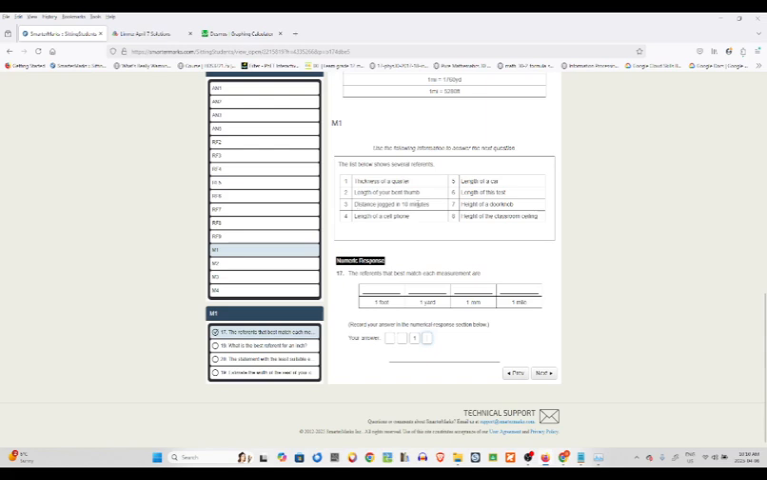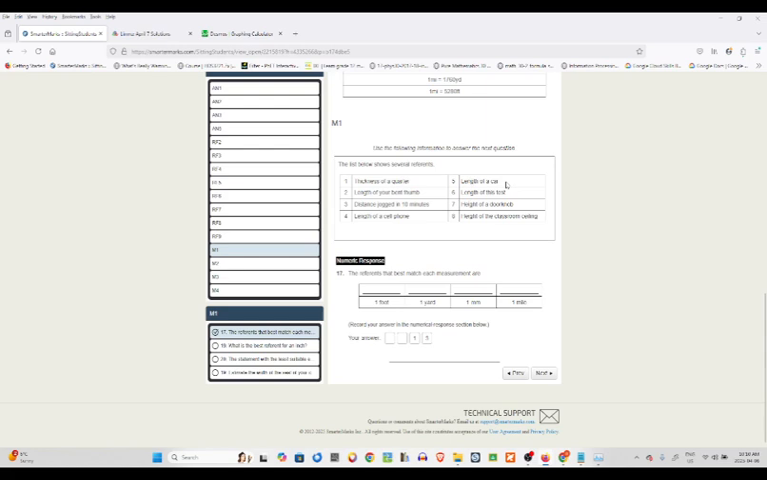Distance jogged in 10 minutes. Well, that might be a mile. We can come back and change these if we find better ones. Length of a cell phone. Yeah, when I was in high school, a cell phone might be a foot long. That's not the case anymore.